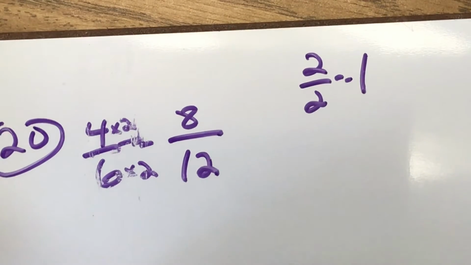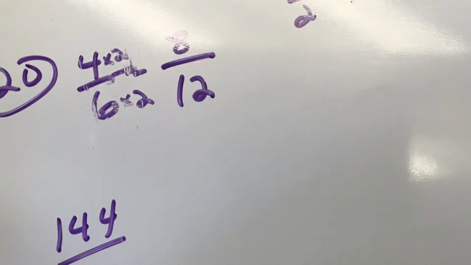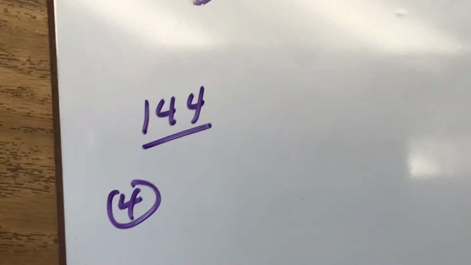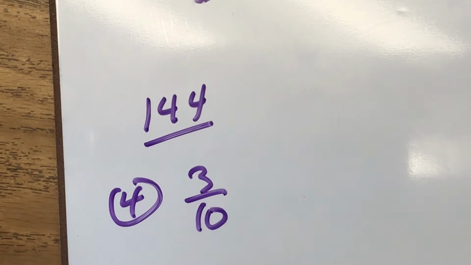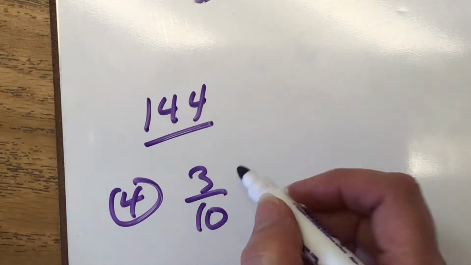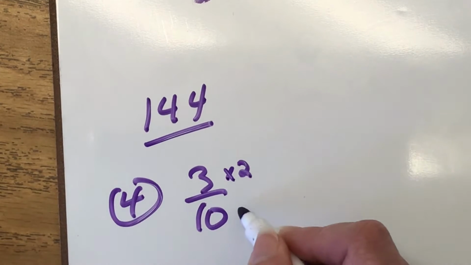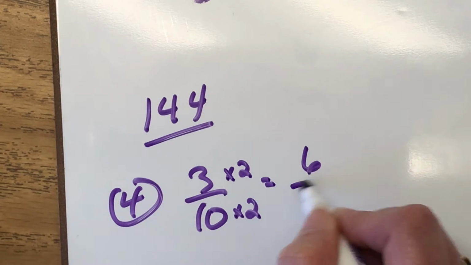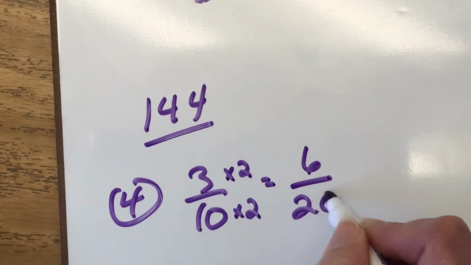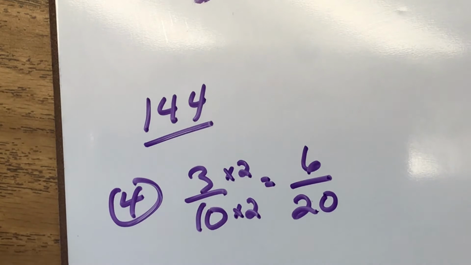So on page 144, number 4 says 3/10, and you have to write 2 equivalent fractions. Well, remember, I can multiply the numerator and the denominator by the same number to get an equivalent fraction. So let's just start with the easy one. Multiply numerator and denominator by 2. So 3 times 2 is 6. 10 times 2 is 20. So 3/10 is equivalent to 6/20.